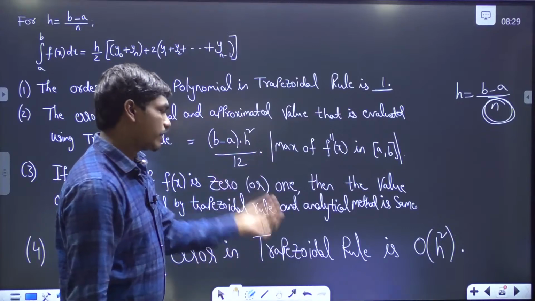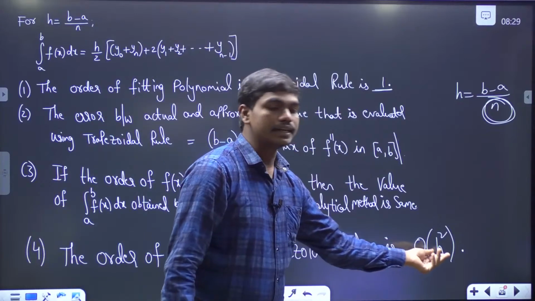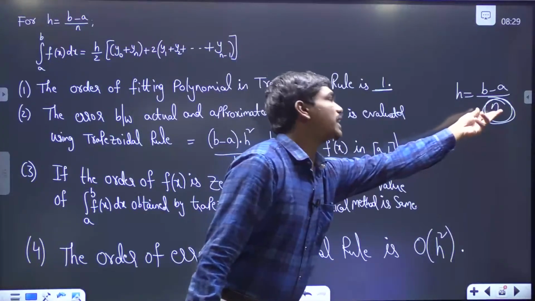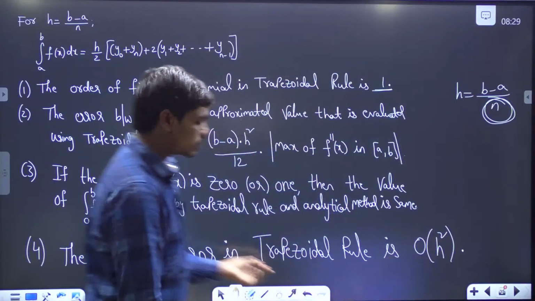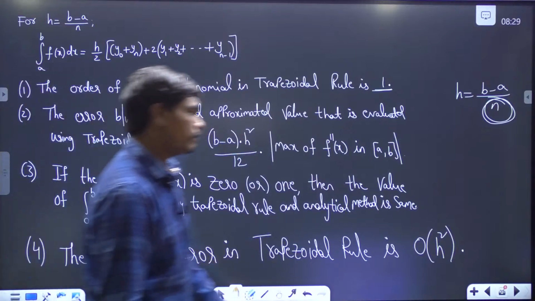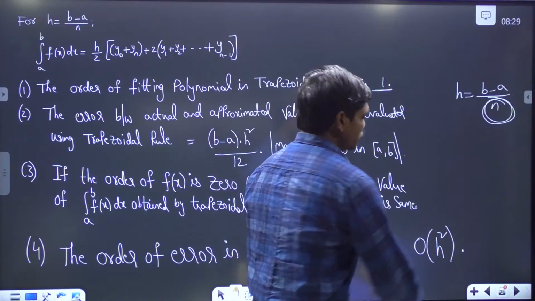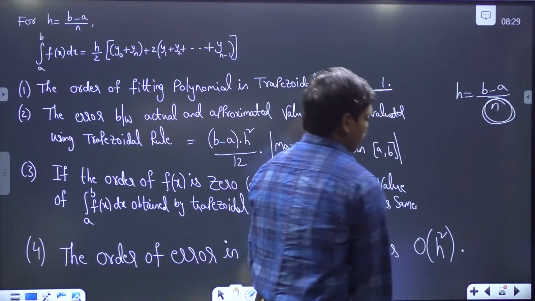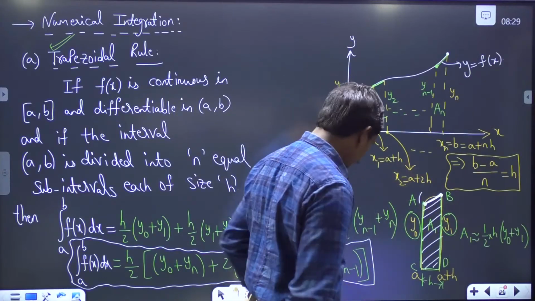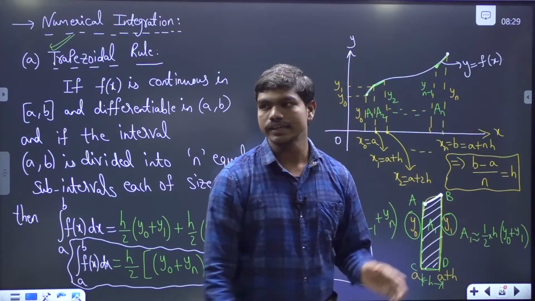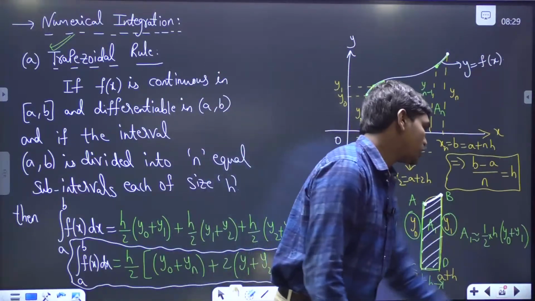So we can say this error is of order h square, and if you choose a smaller number of intervals, then this h increases and this h square increases. So this total change increases. It's obvious: if we divide this into fewer intervals, this change increases. Correct? This is how we can write some good points about the trapezoidal rule.